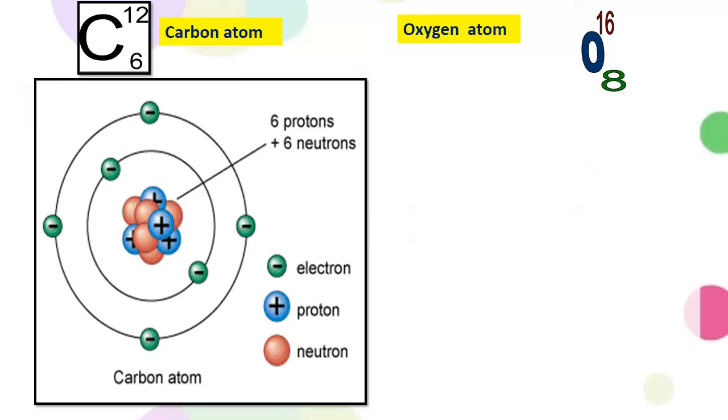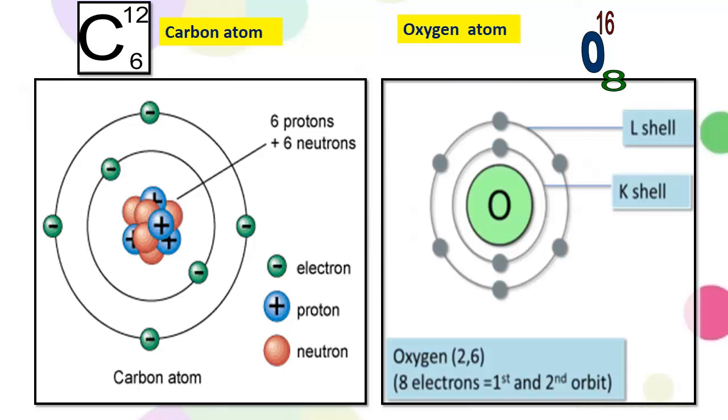Now, let's take oxygen. O stands for oxygen. O, 16 and 8, the number of electrons is 8. So the first shell has 2 and the second shell will have 6 electrons in the orbit. So, K shell 2 electrons, L shell 6 electrons, and 16 minus 8 is 8. So, 8 is the number of neutrons.